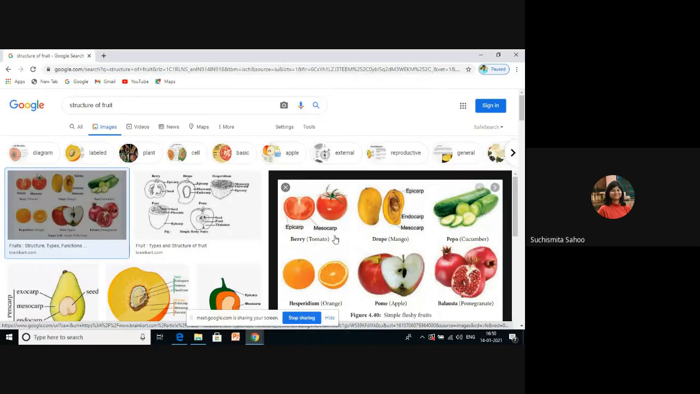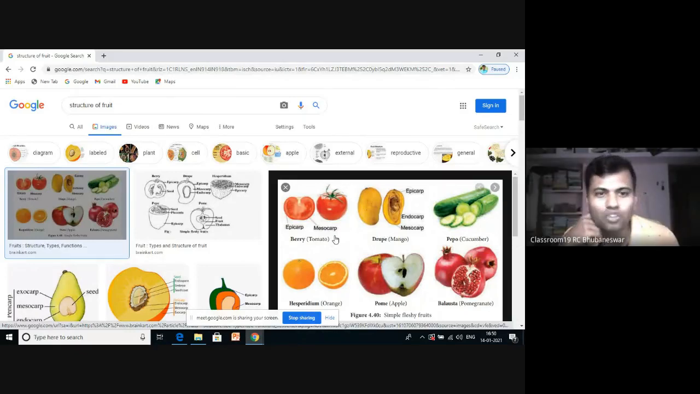Okay, and suppose we are having brinjal. If we speak, then which is the fruit of the brinjal? Have you eaten brinjal? Have you seen brinjal?